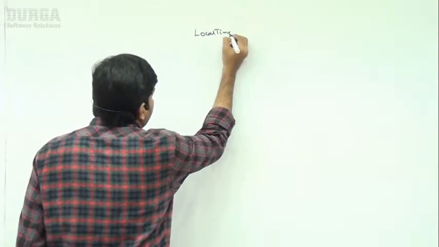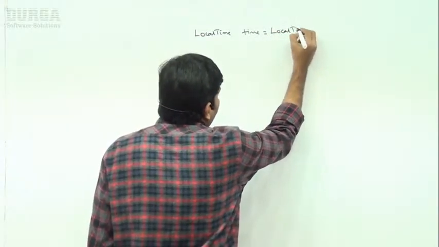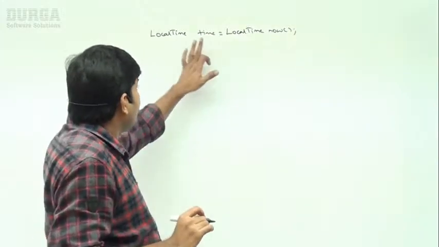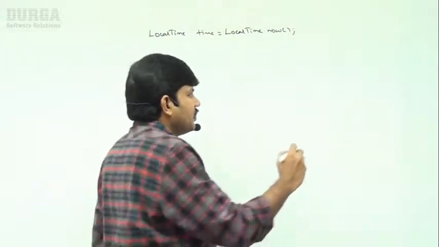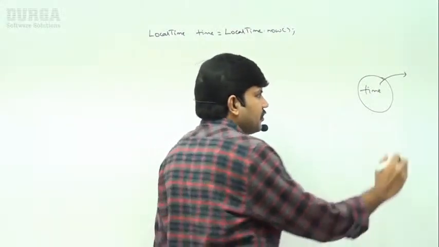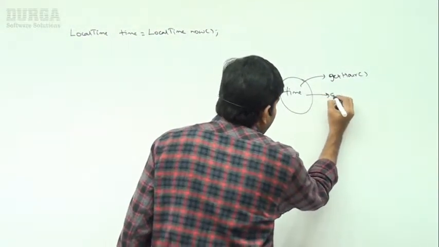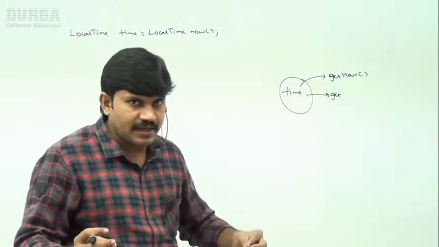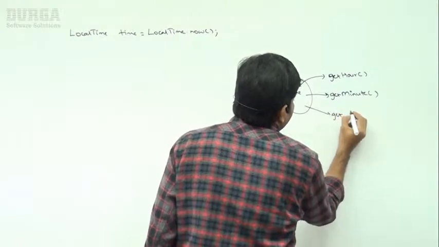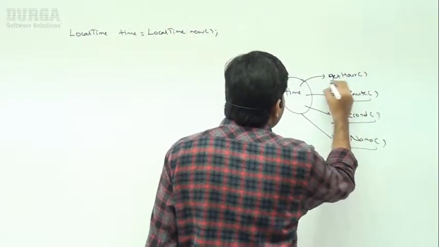LocalTime time = LocalTime.now(). Are you getting? LocalTime time equals LocalTime.now(), I got the LocalTime object. Sir, once you got the time object, you can ask the time how many hours it represents. Then I can ask getHour. Are you getting? Similarly, can you please guess, I want to ask the minute, the second, the nanoseconds. What is the method, sir? getHour, getMinute, next getSecond, next getNano. Are you getting that? getNano, like this.